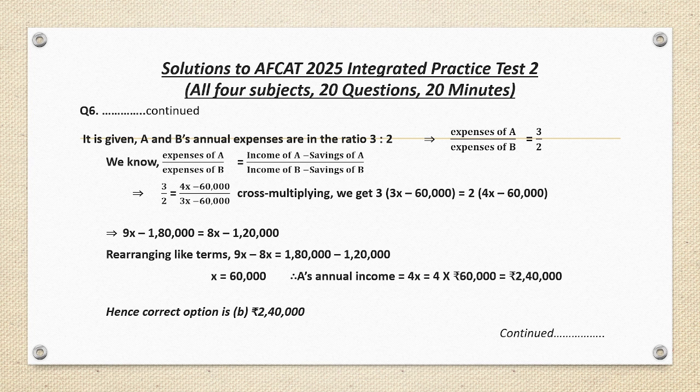Right? So therefore, what is x? It is income. And what is A's annual income? 4x. So 4 into 60,000, 2,40,000. Right? This is the correct answer.